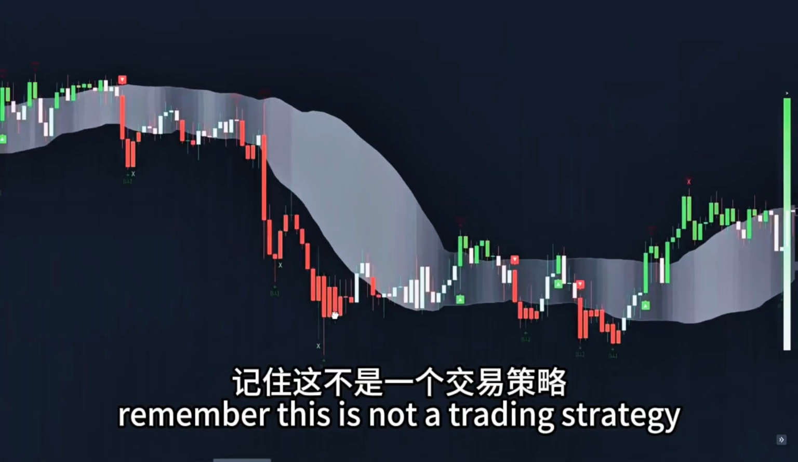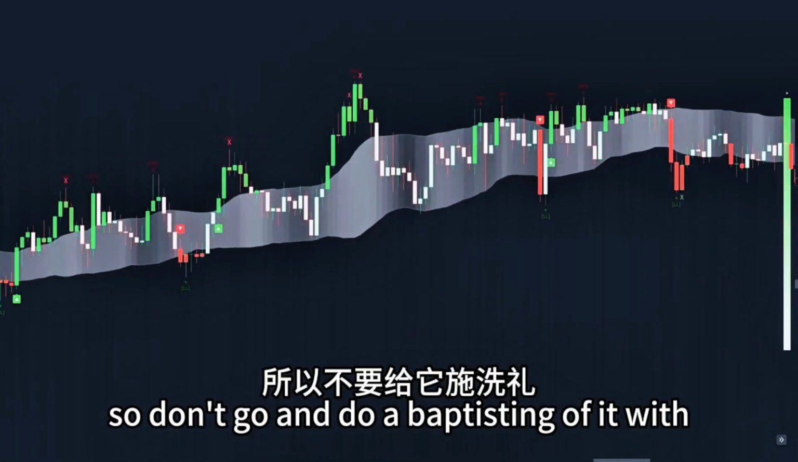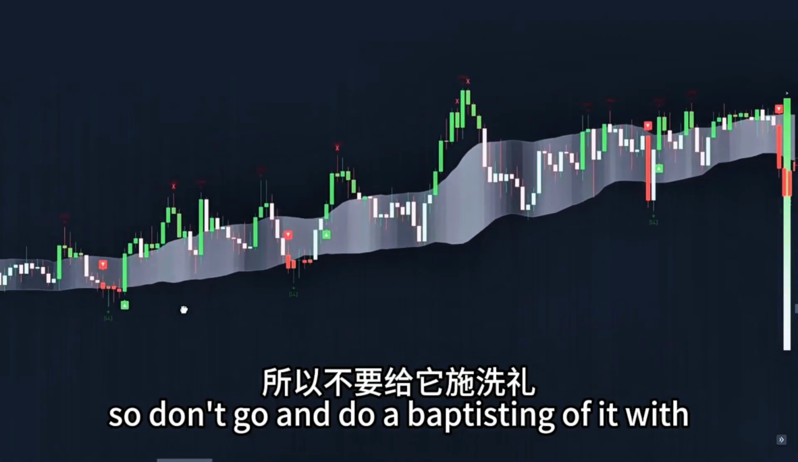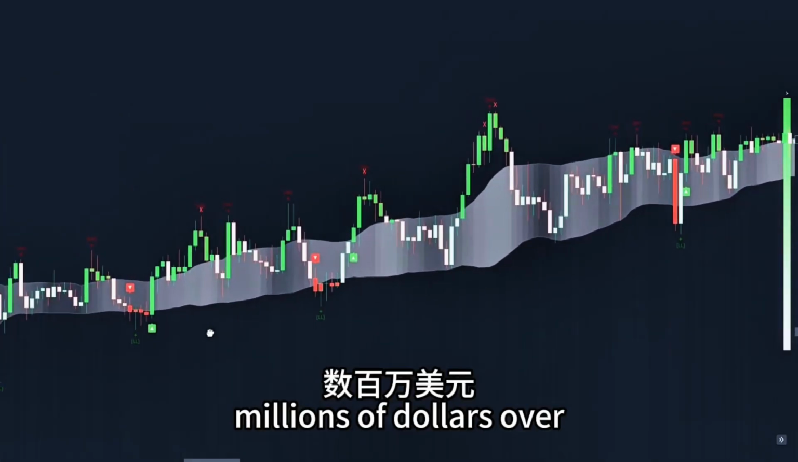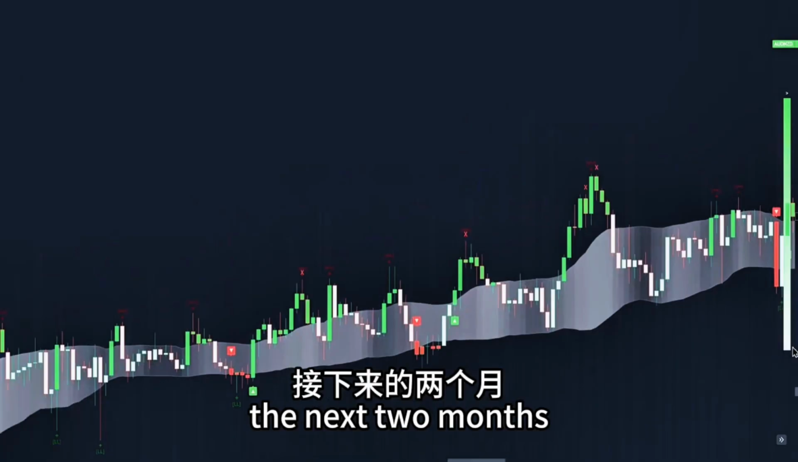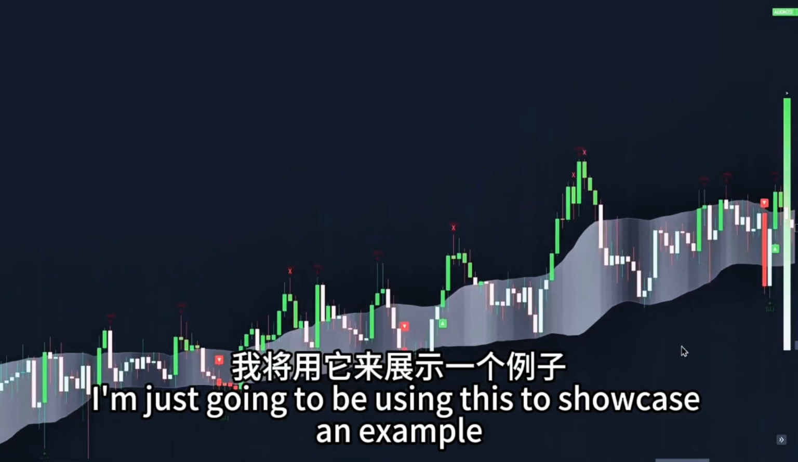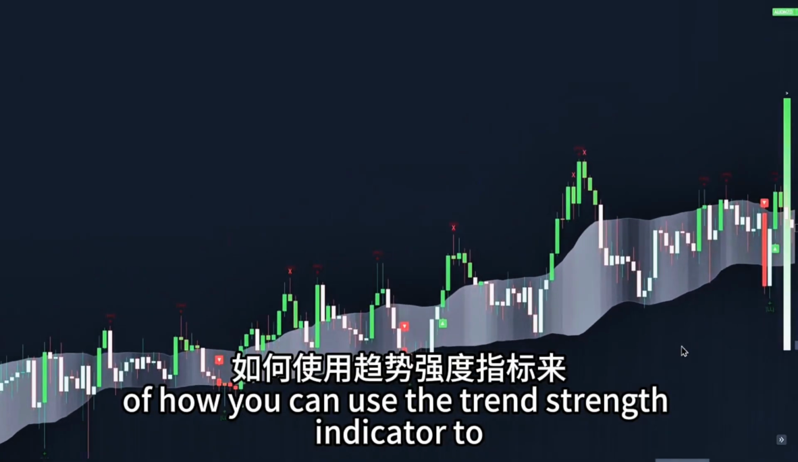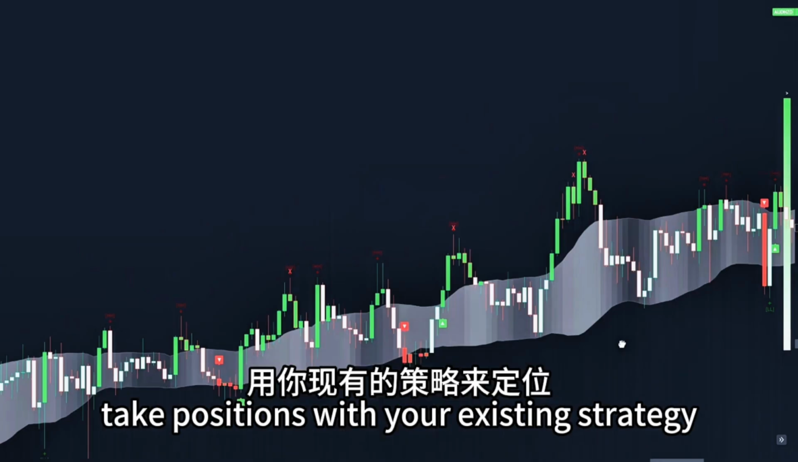Remember, this is not a trading strategy. So don't go and do a backtesting of it with the expectation of using it to make millions of dollars over the next 2 months. I'm just going to be using this to showcase an example of how you can use the trend strength indicator to take positions with your existing strategy.